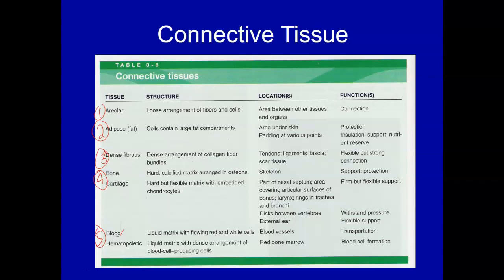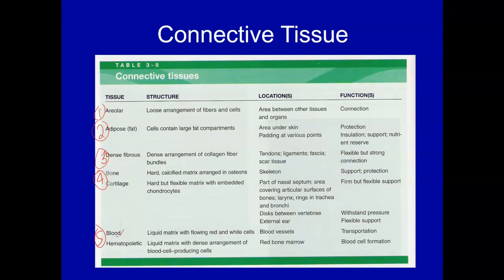What's the point of blood? Transportation. Blood transports nutrients, waste products, oxygen, gases basically throughout the body through blood vessels. All right. So blood is a transport system. Hematopoietic cells, on the other hand, also have a liquid matrix, but they also have cells that make blood cells, the formed elements of the blood system, right? The red and the white cells.